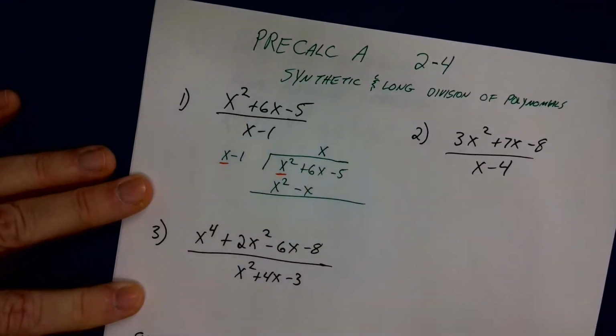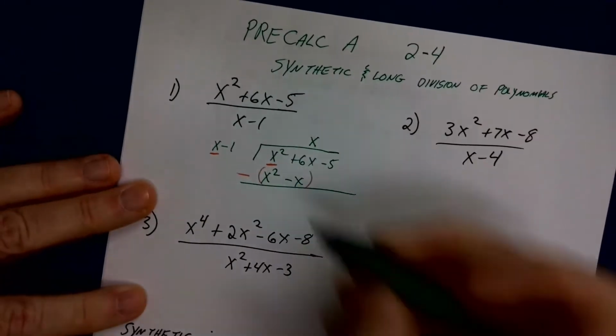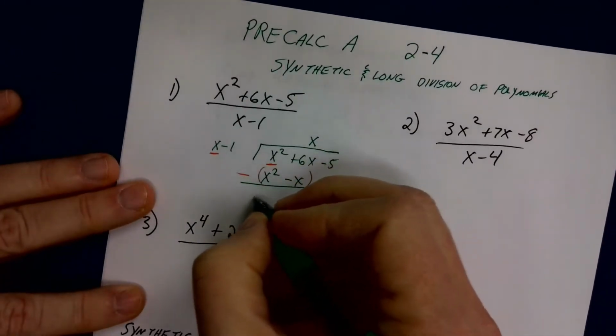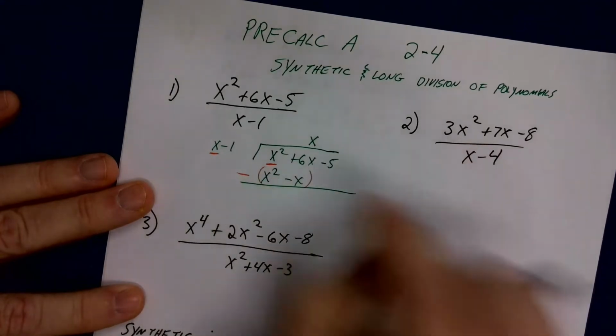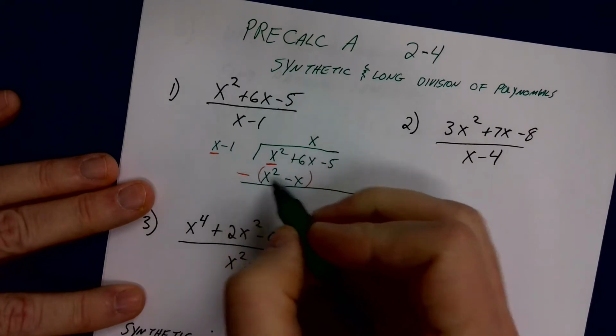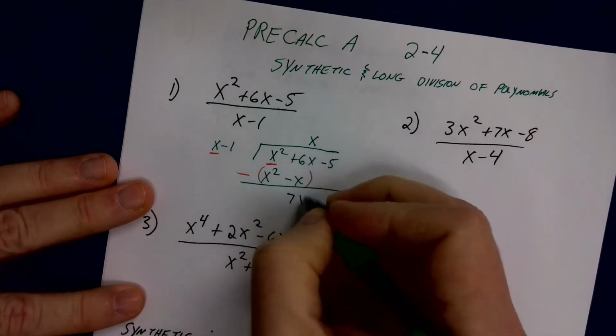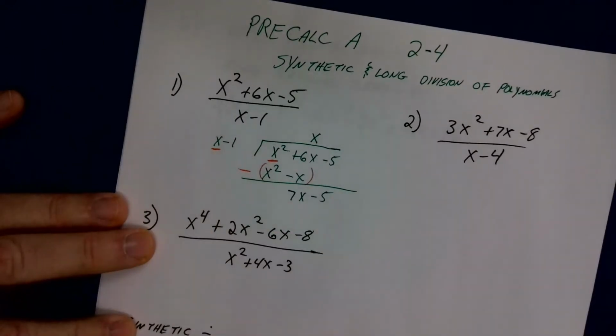Then what did we do? We took what was over here and we subtracted it. X squared minus x squared goes poof. If the first term doesn't go poof and go away, then you chose the wrong number there. Now I have 6x minus a negative x. That's 7x. So now I have 7x minus 5, and I do the process again.